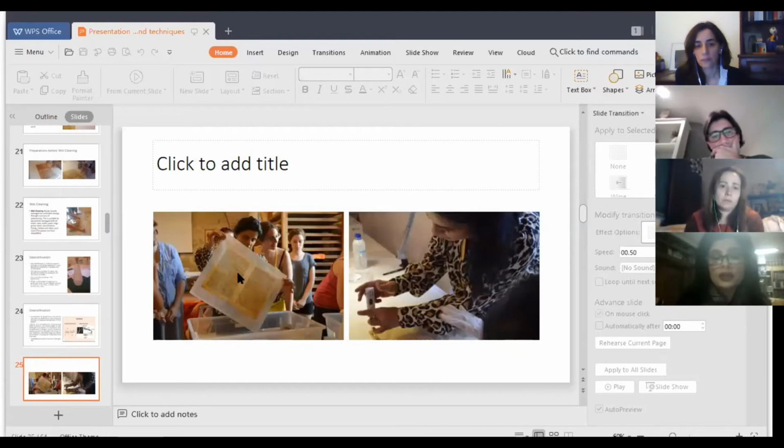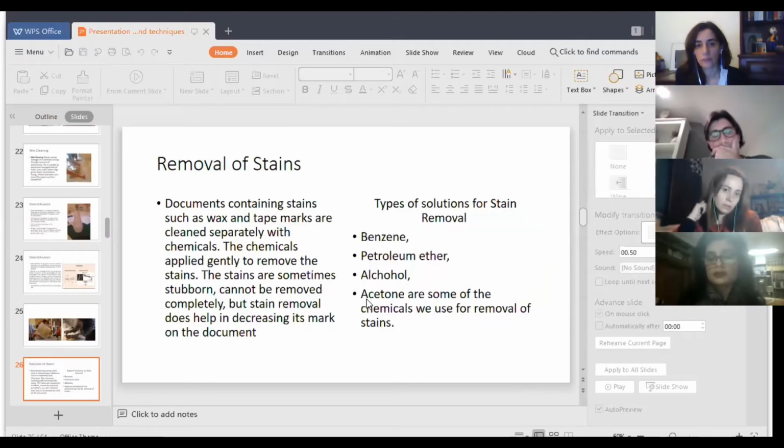Therefore, the remedy of deacidification, a kind of vaccination for paper, is followed. Here, we try to follow it by immersion in the deacidification liquid. And then again, the pH is tested before, during, and after the deacidification. Then there is a process of removal of stains. Stubborn stains from documents are removed.